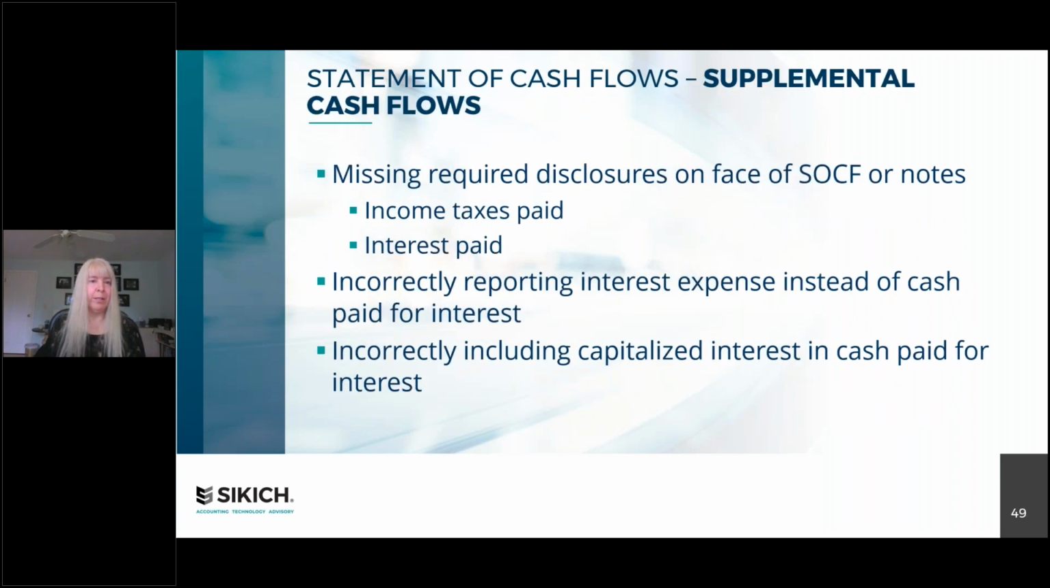Other missing disclosures that we sometimes see are income taxes paid and interest paid, and incorrectly reporting the amounts of interest paid, whether it's including interest expense instead of cash paid for interest, or incorrectly including capitalized interest in cash paid for interest.